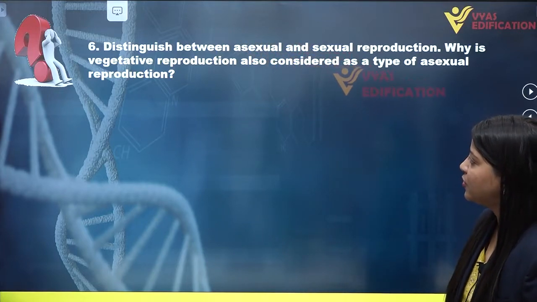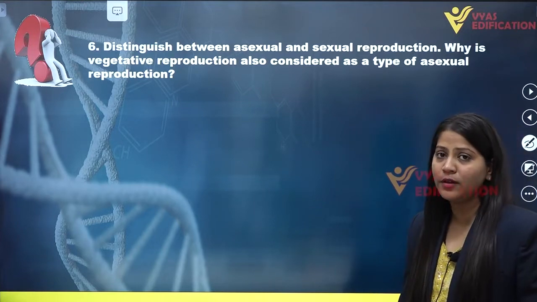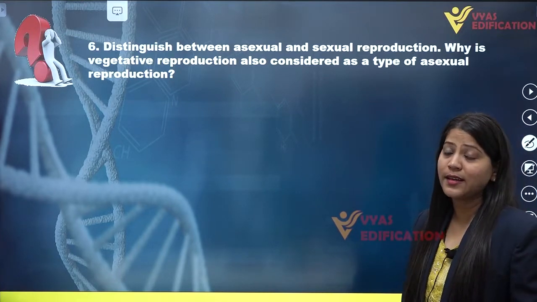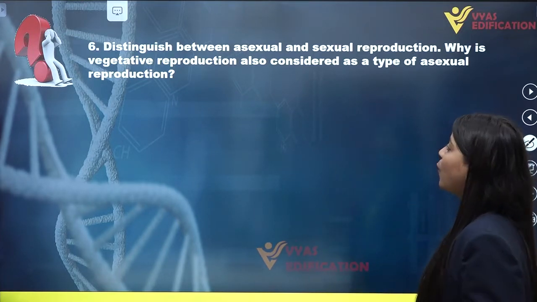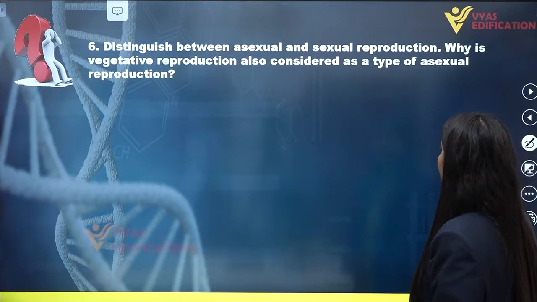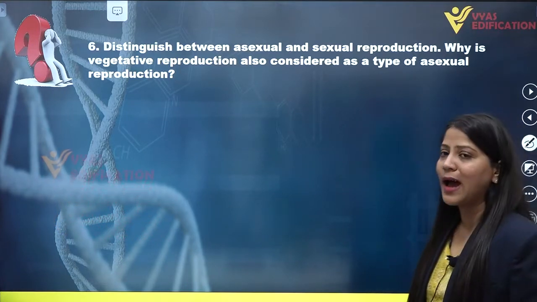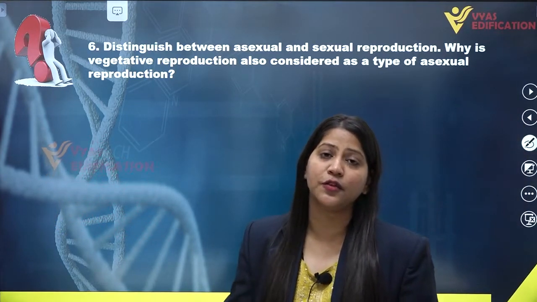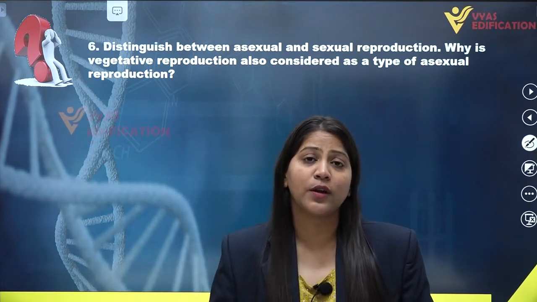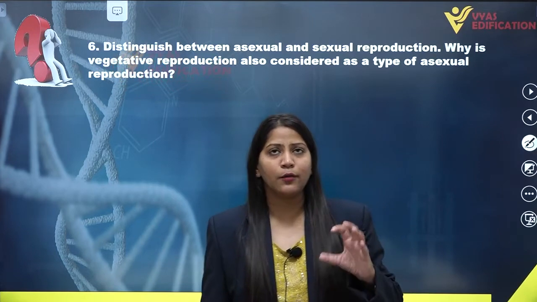Question number 6. Distinguish between asexual and sexual reproduction. Again, the difference between asexual and sexual reproduction. Why is vegetative reproduction also considered as a type of asexual reproduction? So we know the basic difference between asexual reproduction and sexual reproduction. If you want to compare these again, then here we go.